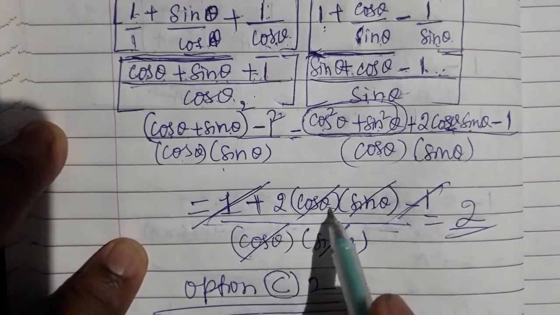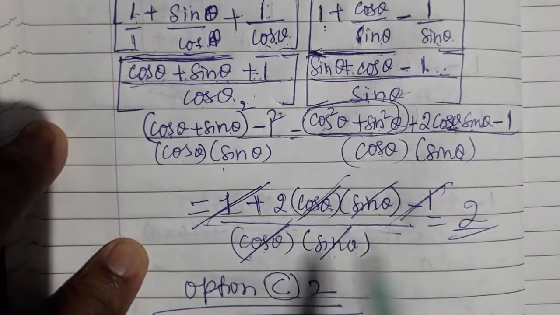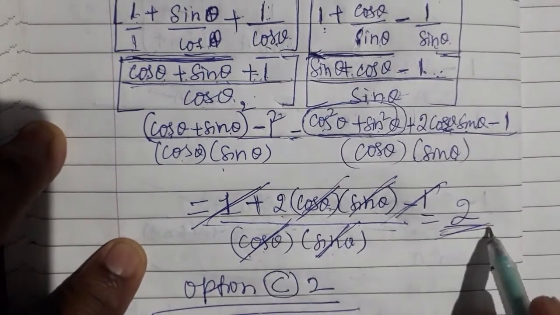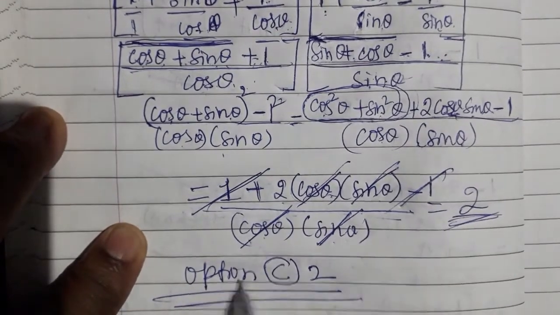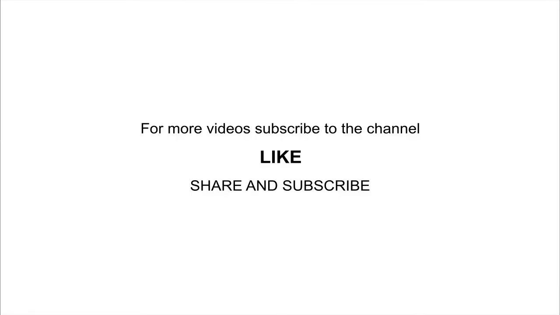Now here 2 into cos theta into sin theta by cos theta into sin theta. Cos theta will cancel. Sin theta will cancel. What is remaining? 2 is remaining as the answer. Therefore, option C, 2 is the answer for this particular question.